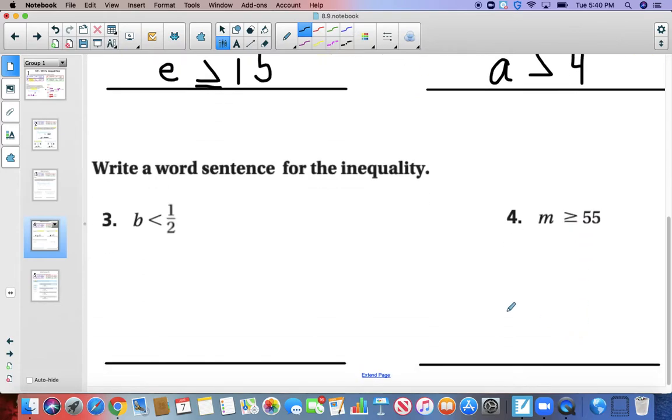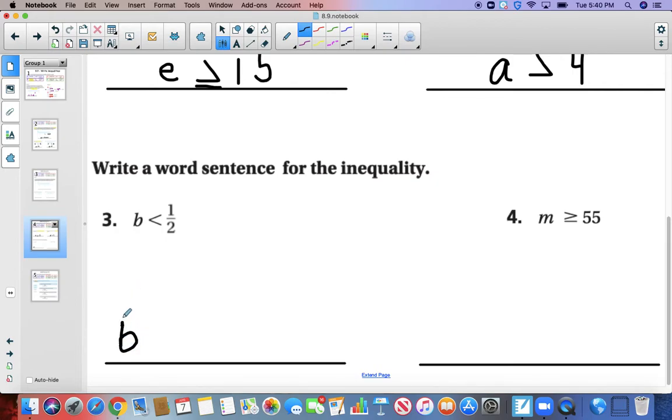All right, friends, now we're going to go the opposite direction. They're giving us the inequality. It's now time to write the sentence. So write a word sentence for the inequality. They're just asking for one, so we're going to pick one. Again, you get to keep the letters, the variables and your standard form numbers. So we're going to do B.